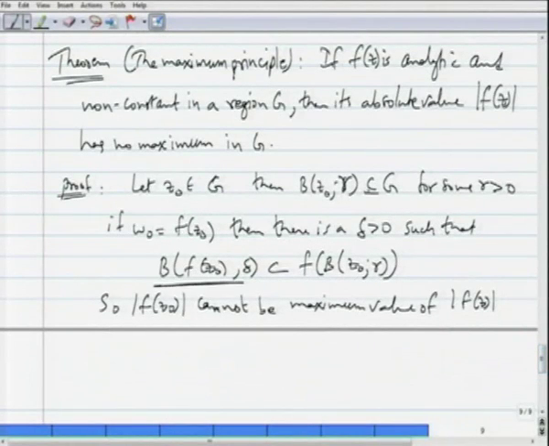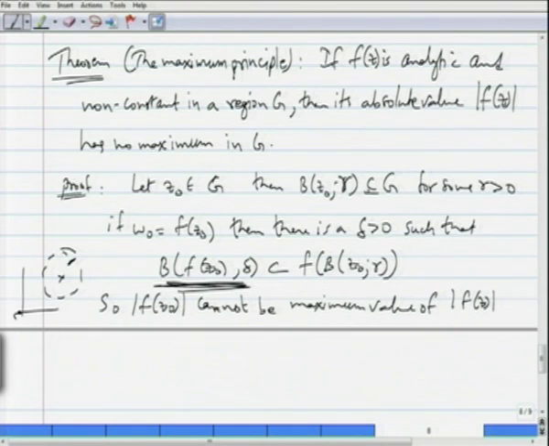That is because in this ball there are always points which have modulus greater than the modulus of f of z naught. So, in any ball, if the origin of the complex plane is here, then there are always points up here which have greater modulus than f of z naught itself. So, that is the idea. So, it proves this theorem. So, the maximum modulus principle follows easily by using the previous theorem.